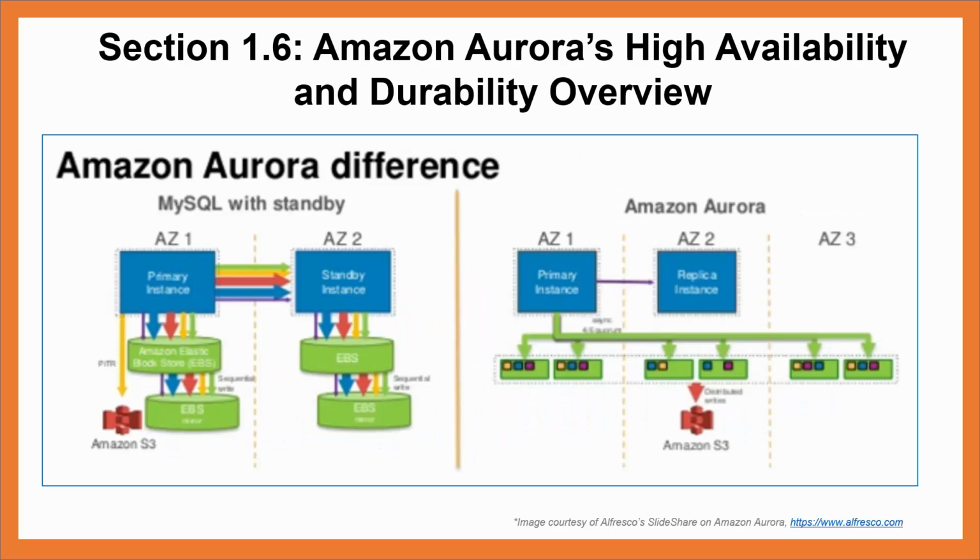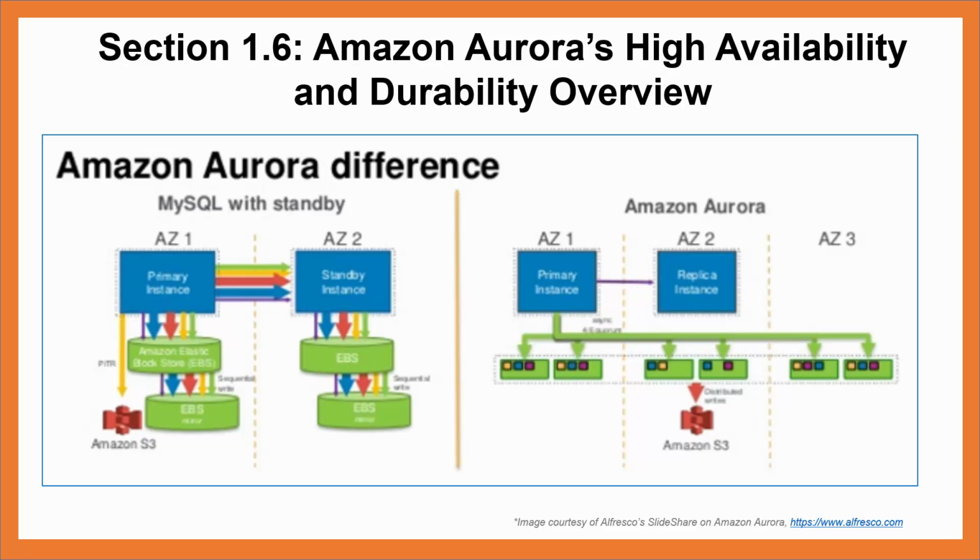Section 1.6, Amazon Aurora's High Availability and Durability Overview. I credit this image to a company called Alfresco, mentioned previously. Alfresco uses AWS services for enterprise content management and business process management at massive scale. The URL to their business is in the image courtesy disclaimer on the bottom right.